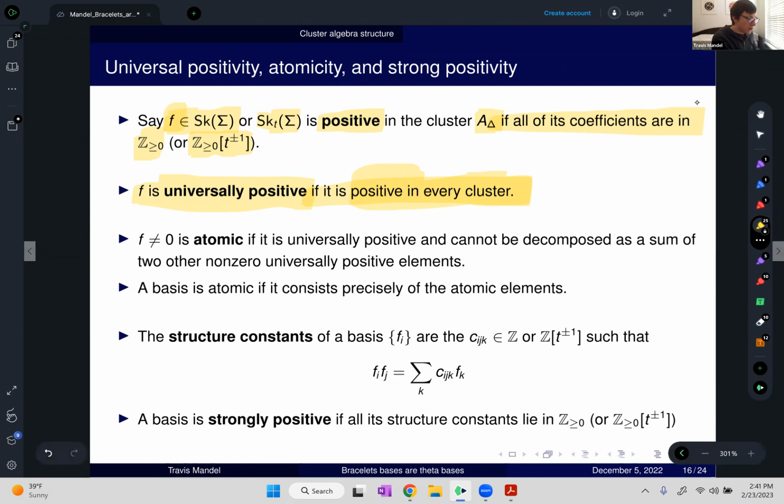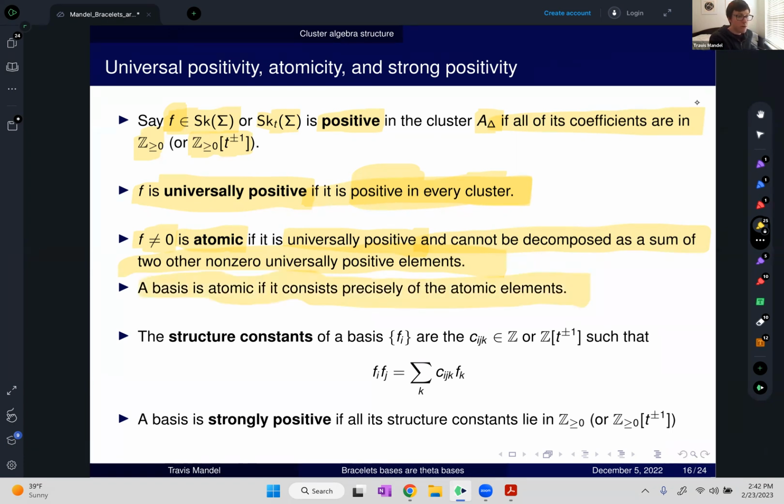And now if you have a non-zero element F, we say that F is atomic if it's universally positive and it cannot be decomposed as a sum of two other universally positive elements. So these are like the extremal generators for your cone of universally positive elements. Kind of the minimal set such that any universally positive element can be written as a sum of these. Now we say that a basis is atomic if it consists precisely of the atomic elements.